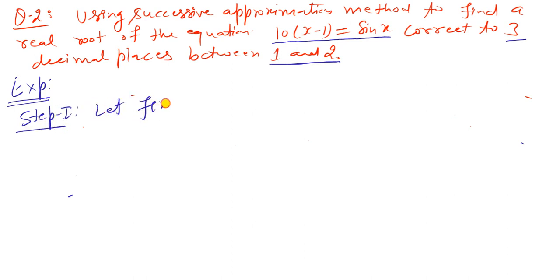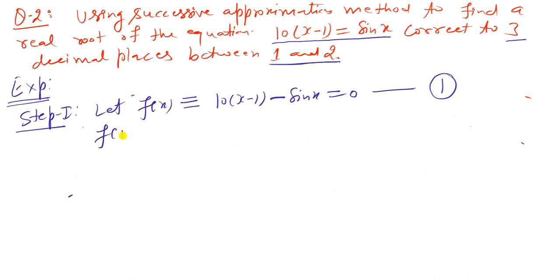let the function f(x) equal tan x minus 1 minus sin x equal to 0, or we can write the function f(x) equals sin x minus tan x minus 1 equal to 0, as it is your choice. Say this is equation 1. Now put x equals 1 in equation 1, then we obtain the functional value negative 0.841, that is, the functional value is less than 0.